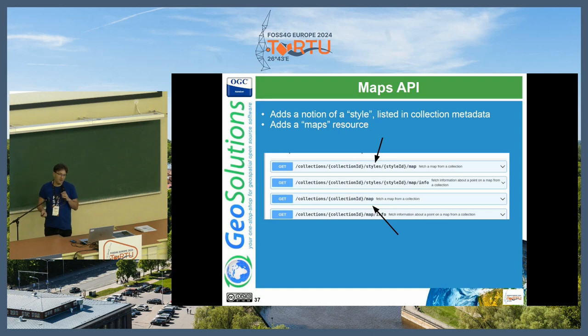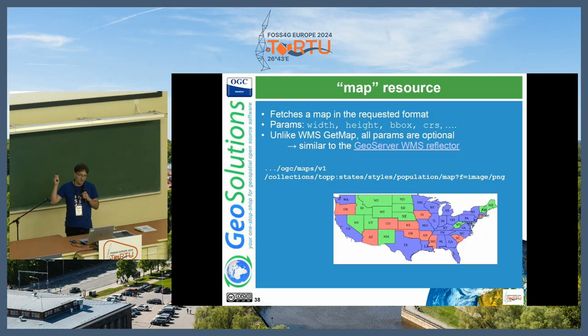In the Maps API, we have a notion of style, just like we had in WMS, and we have a maps resource that we can use to fetch a map. The nice thing about the map resource is that everything is optional, so I'm not forced to specify the CRS and the bounding box and the width and the height and so on. I just limit myself to specifying the bits that I'm interested in. So I can say the format, I can say the CRS, and let the server figure out the rest.